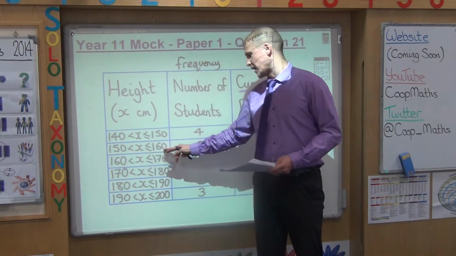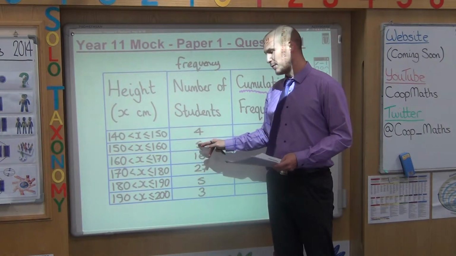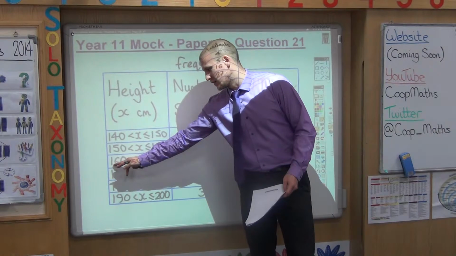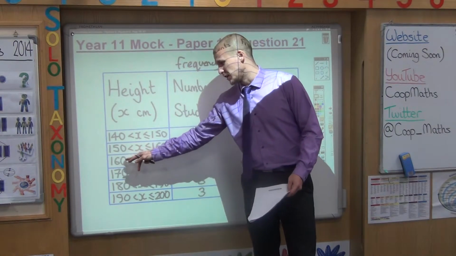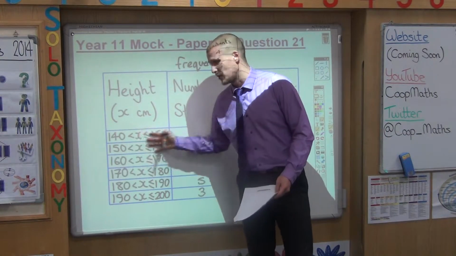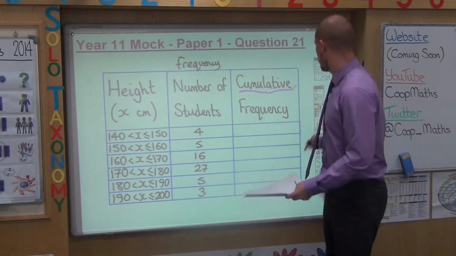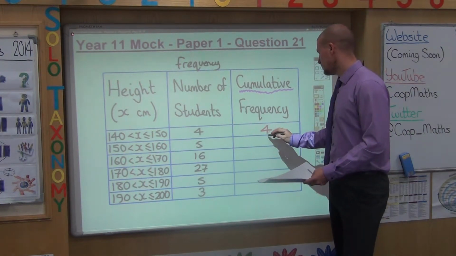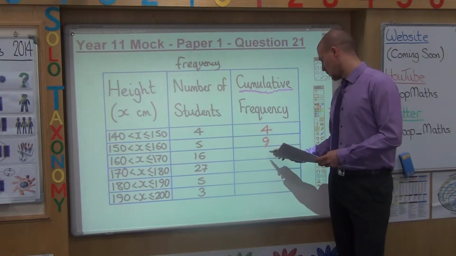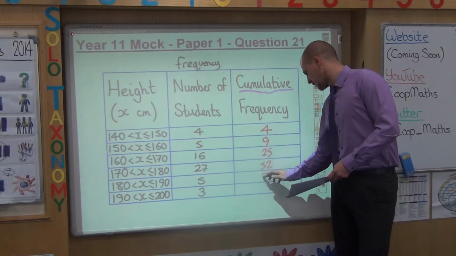So, up until 150, 4 have happened. Up until 160, 5 and 4 have happened. Up until 170, 16 and 5 and 4. Now, I know I keep saying up until. I'm really meaning everything below 170. So although I'm pointing here, I'm including all of this as well. So here, everything up until 150, there's only been 4 of them. Up until 160, you have 9. And 25, 52, 57 and 60.